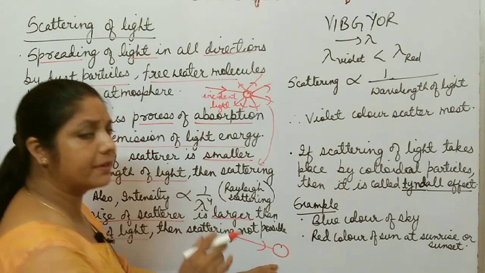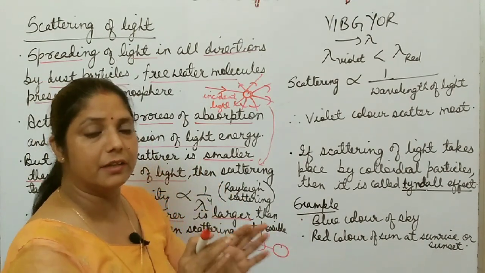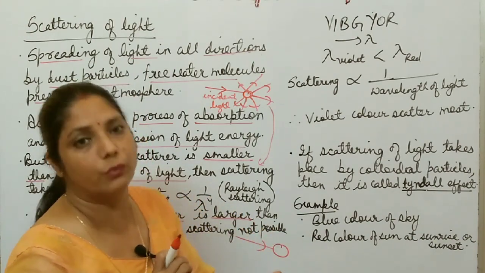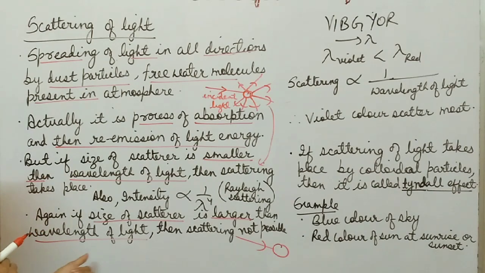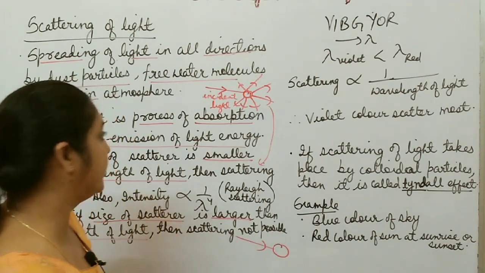In this case, what happens? Scattering is there, but it scatters all wavelengths equally. It means the scattered light intensity is equal, and it again appears white. So scattering is not possible when the size of the particle is greater than the wavelength of light used.